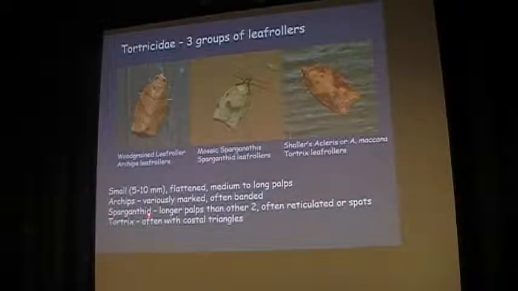The Sparganothids have really long palps. See how they stick out? And usually they have spots, but sometimes they're beautifully reticulated, so it's like a net-like pattern over the whole surface of the wings. And the Tortrixes have these markings coming from the side of the costa. They're like little triangles on the side of each wing. All of them look flattened. They don't have a lot of three-dimensionality to them. They have a squared off, sharp edge to the wings, and medium to long palps. These guys especially have long palps.